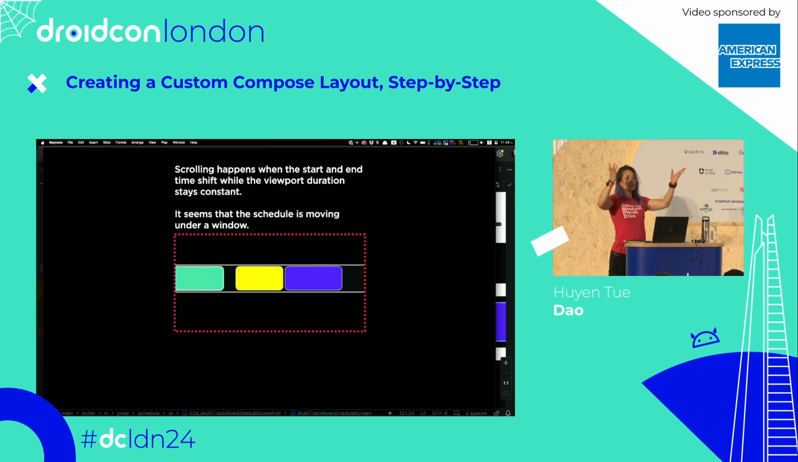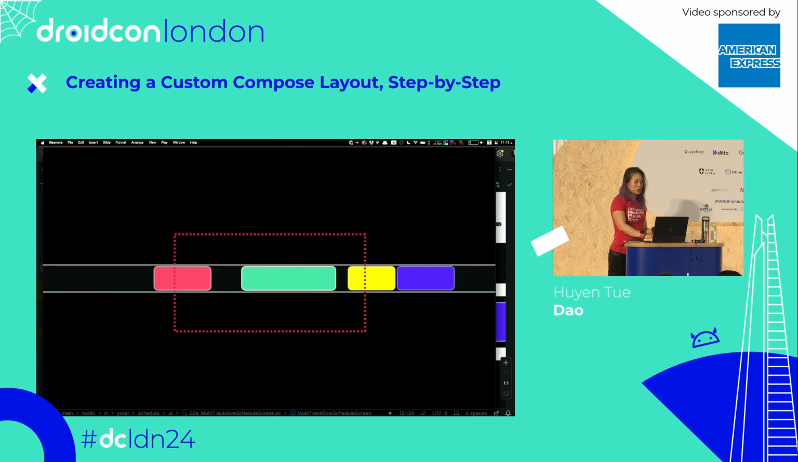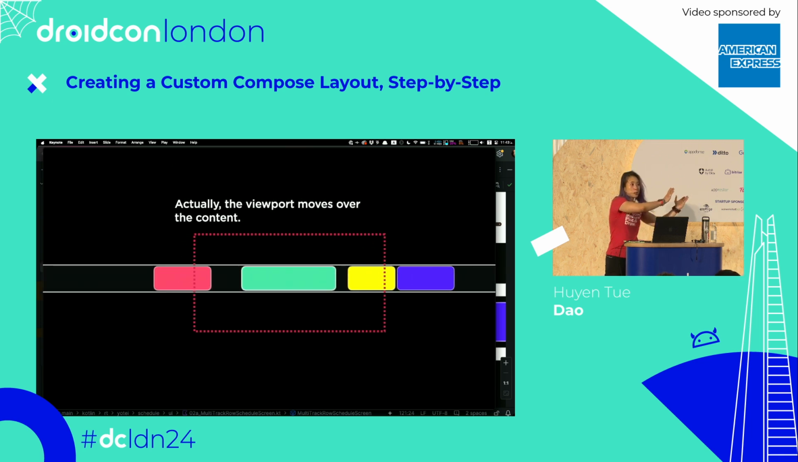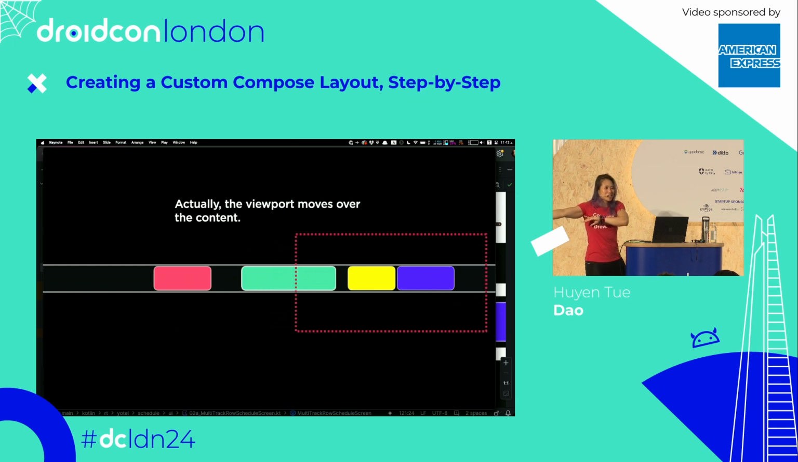So what I do is when I scroll, for example, instead of an offset, I can just shift that start time, end time, keep the duration the same, and just shift. And it looks like the schedule is moving under the window, but theoretically, abstractly, it's the viewport moving over the content. It's really just a little bit of a different perspective, and I absolutely love that.